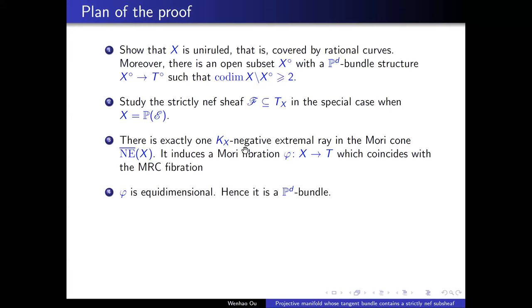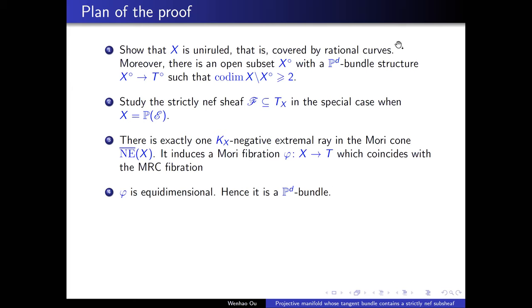If you are not familiar with this language of MMP, it is not important. You can still understand the talk very well. This just roughly means that every rational curve is contracted. So every rational curve in X is contracted by this morphism phi from X to T. So we collect all rational curves in the fibers of phi. Now, once we have an extension of this projective bundle, next we just want to prove that this extension is globally a projective bundle. We only need to prove that phi is equidimensional. Once we know that phi is equidimensional, then classical MMP results will imply that phi is a projective bundle. So this is the last step of the proof.